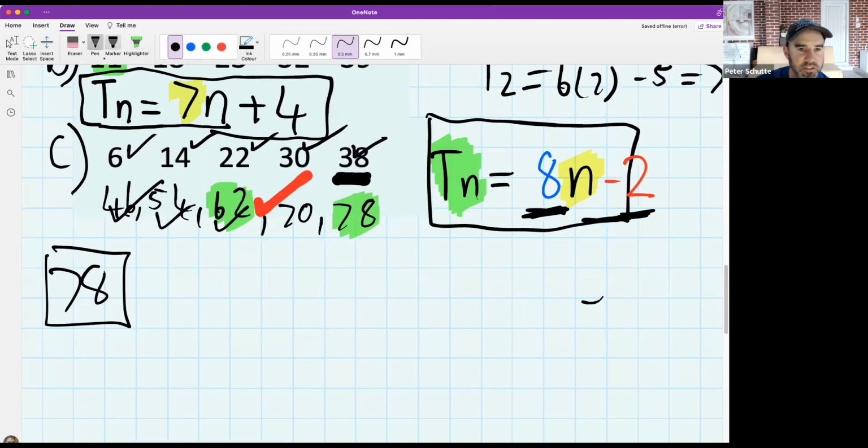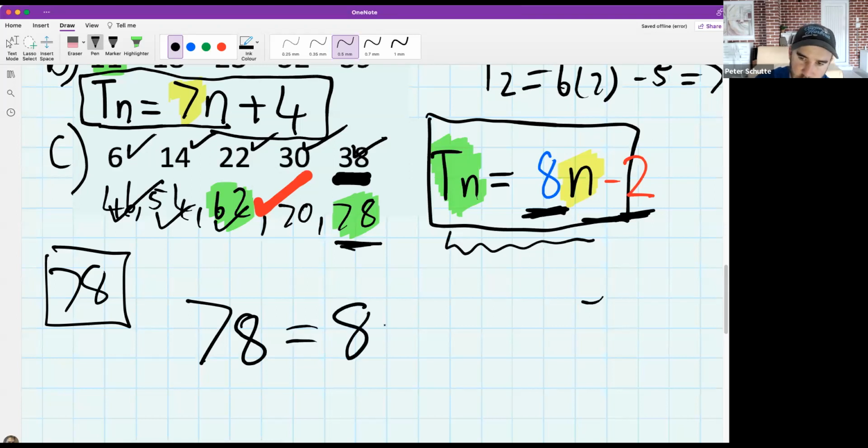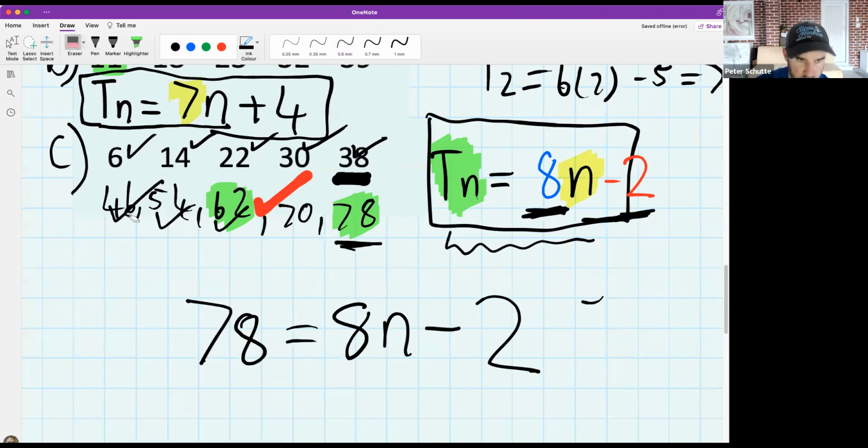Now, what I want to show you is this method, though, without having to count up to 78, how we can use the formula. So watch this. In my formula, which is over here, we've got Tn equals 8n minus 2. And I'm going to sub in the value 78, where there is a Tn, and then the rest of the formula is going to be written like this. Now, what I want to do is solve for n, and I suspect if I've done this right, it should give me the value.